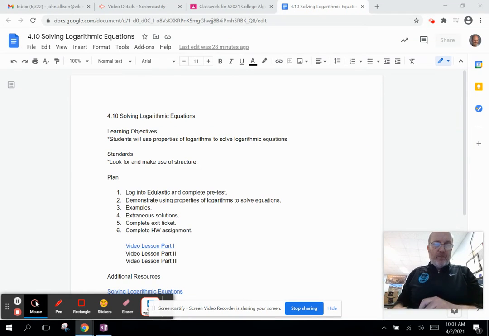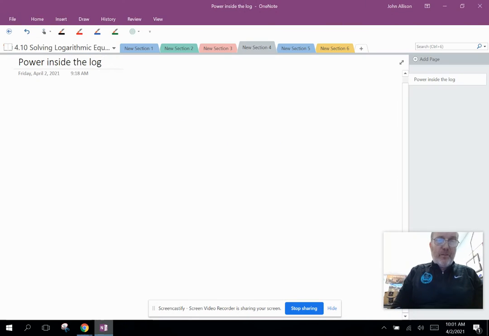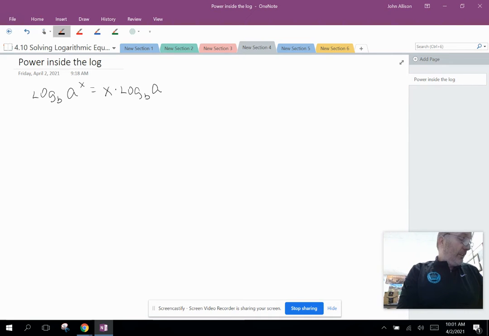Okay, this is our second video for 4.10, solving logarithmic equations using the properties of logarithms. So what we're going to look at here are the properties where we do the power inside the log. Recall the other day we had a property where we said if we had log base b of a to the x power, that exponent can come out front and multiply times the log base b of a. That's going to allow us to solve some equations and make things easier on us.